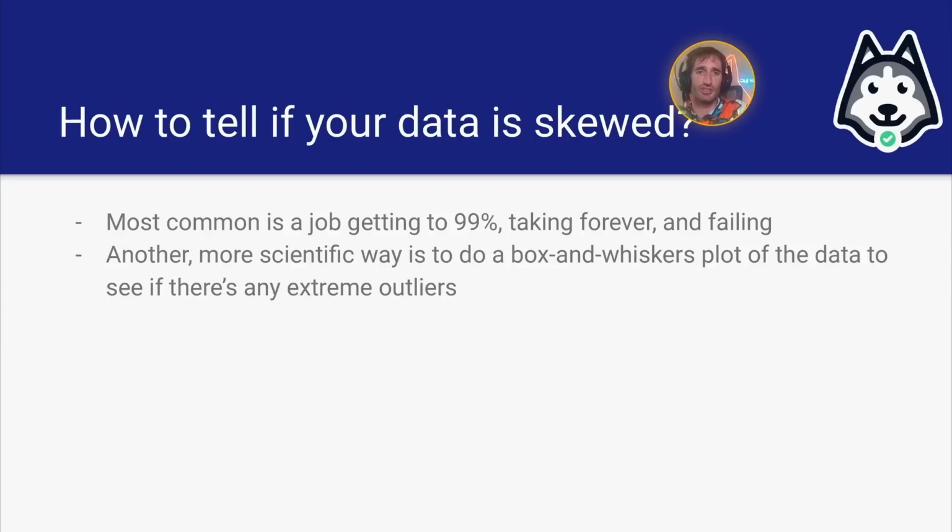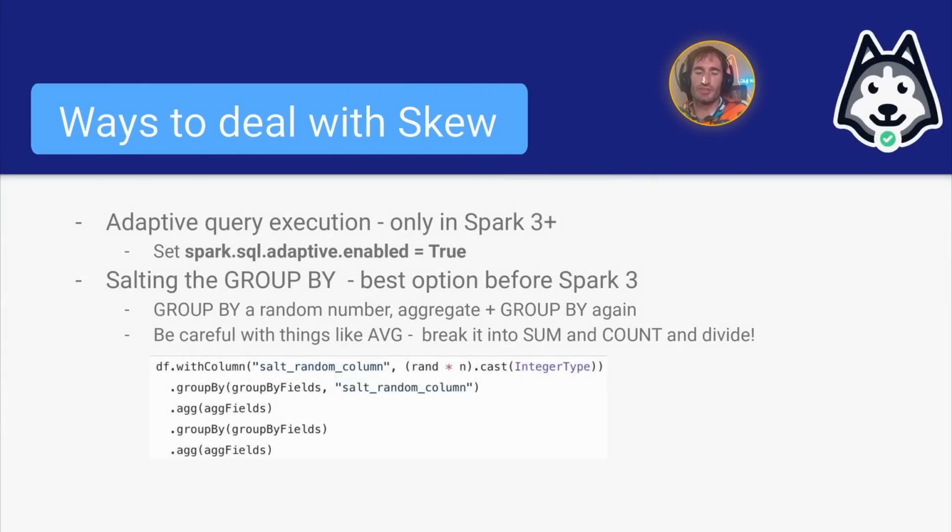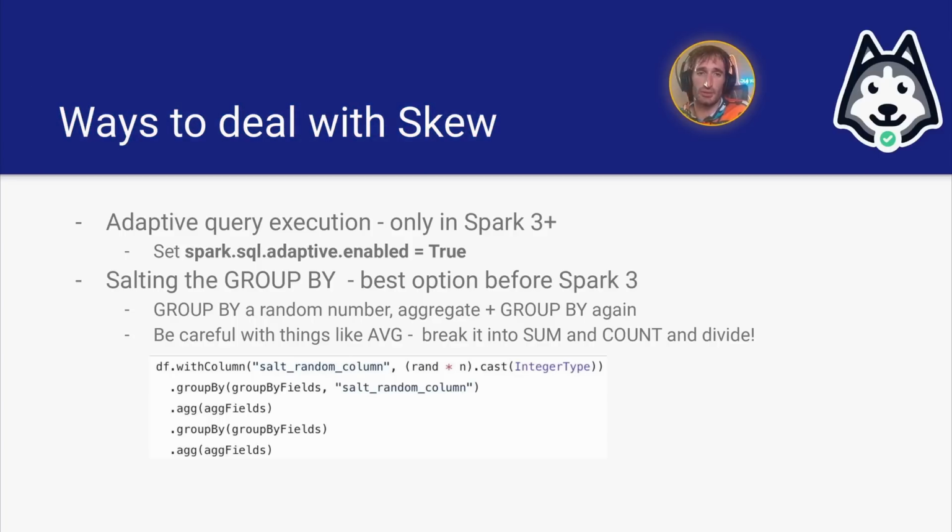Let's talk about how you can actually solve this problem. Okay, so the most effective way to solve this problem, but it's only available in Spark 3, and we're going to talk about it real quick, is you need to set spark.sql.adaptive.enabled and just set it to true, and that will solve your problem. Done. You don't have to do anything else. It's amazing. I love this setting, because then you don't have to do all the other stuff. I'm going to talk about one of the ways that you can do it if you don't have Spark 3 and you have a skewed group by.